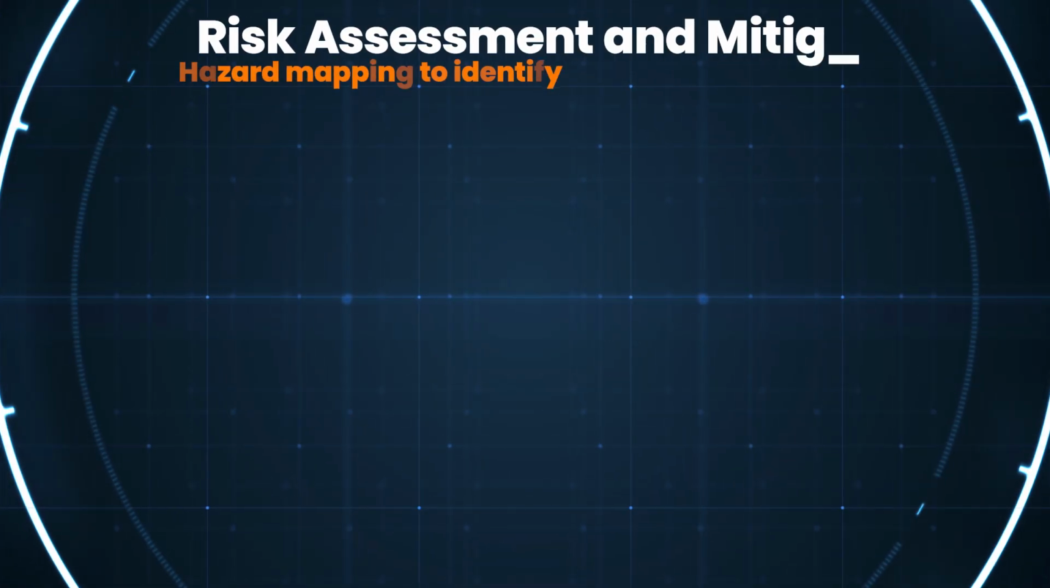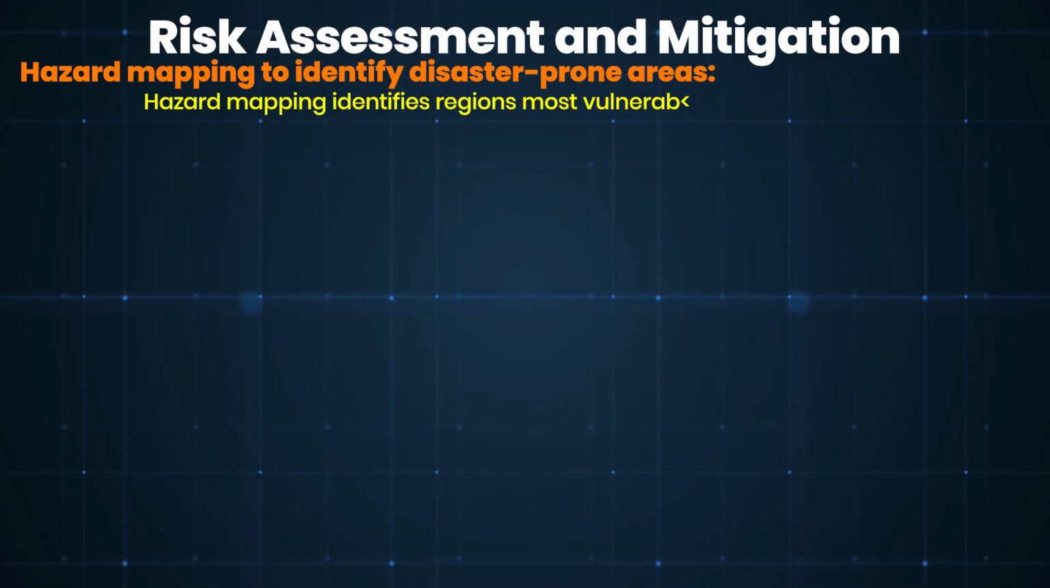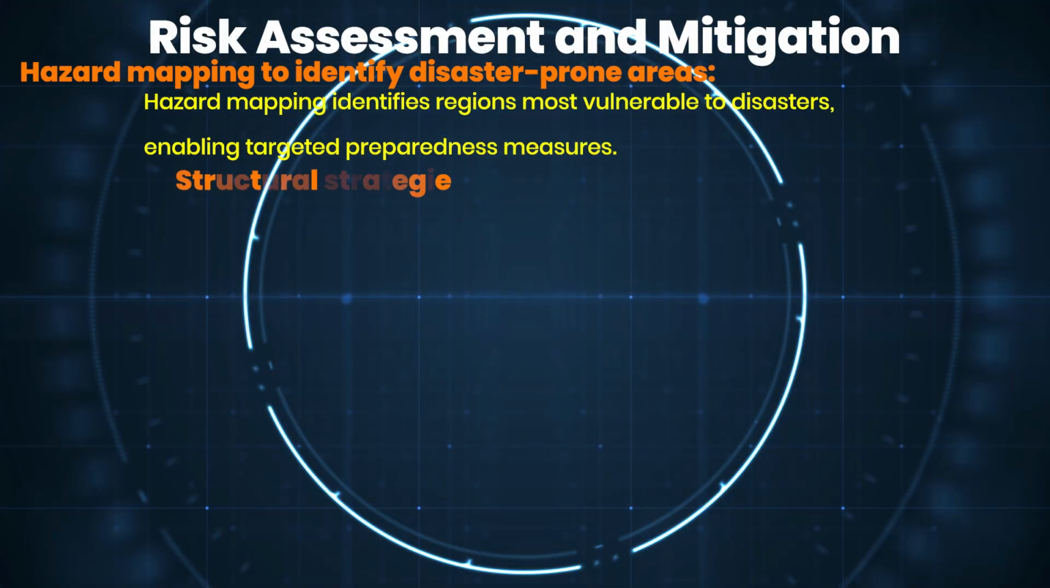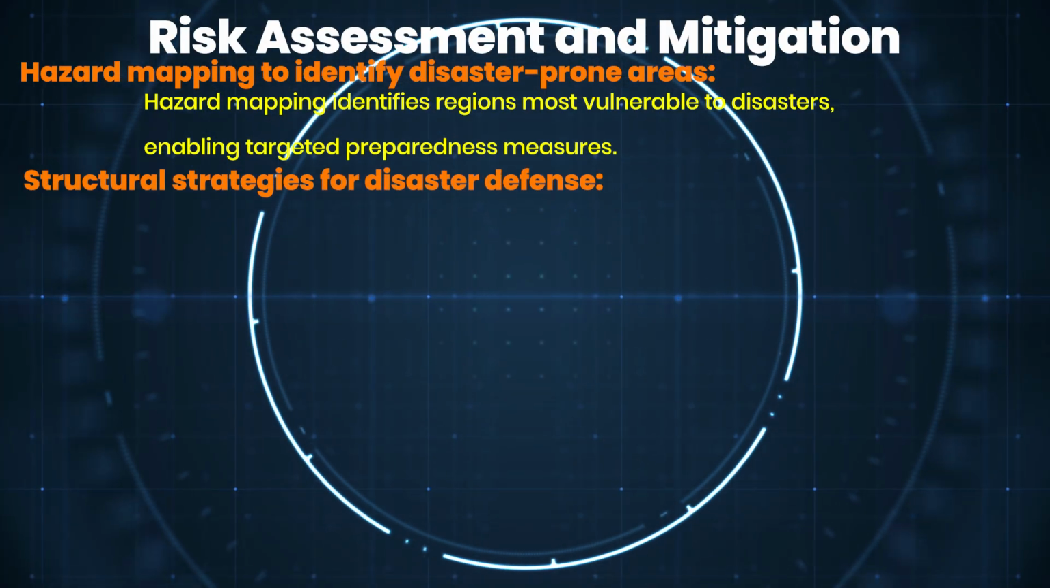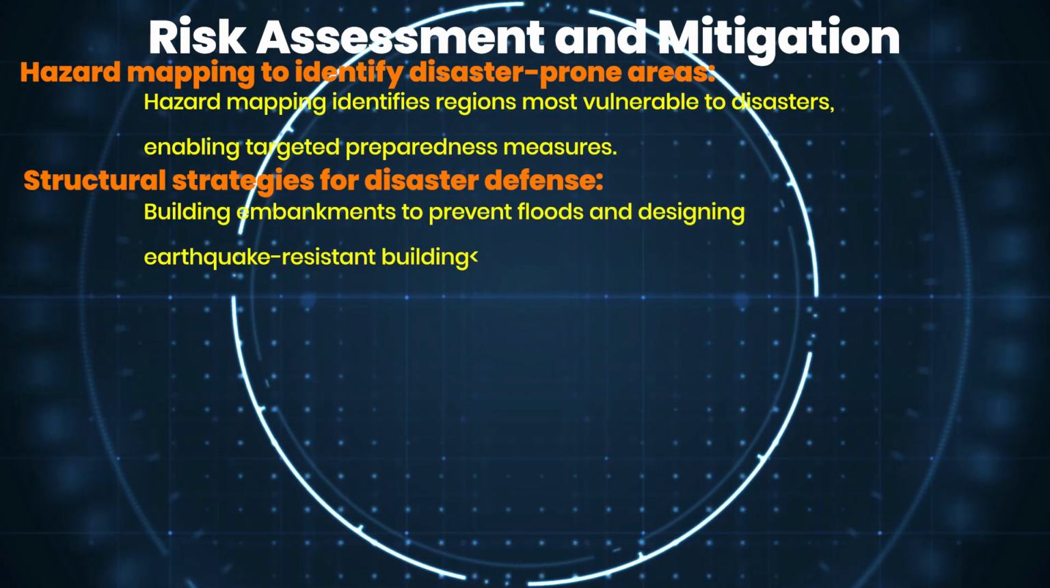Hazard mapping to identify disaster prone areas. Hazard mapping identifies regions most vulnerable to disasters, enabling targeted preparedness measures. Second is structural strategies for disaster defenses, building embankments to prevent floods and designing earthquake resistant buildings to reduce physical risk.